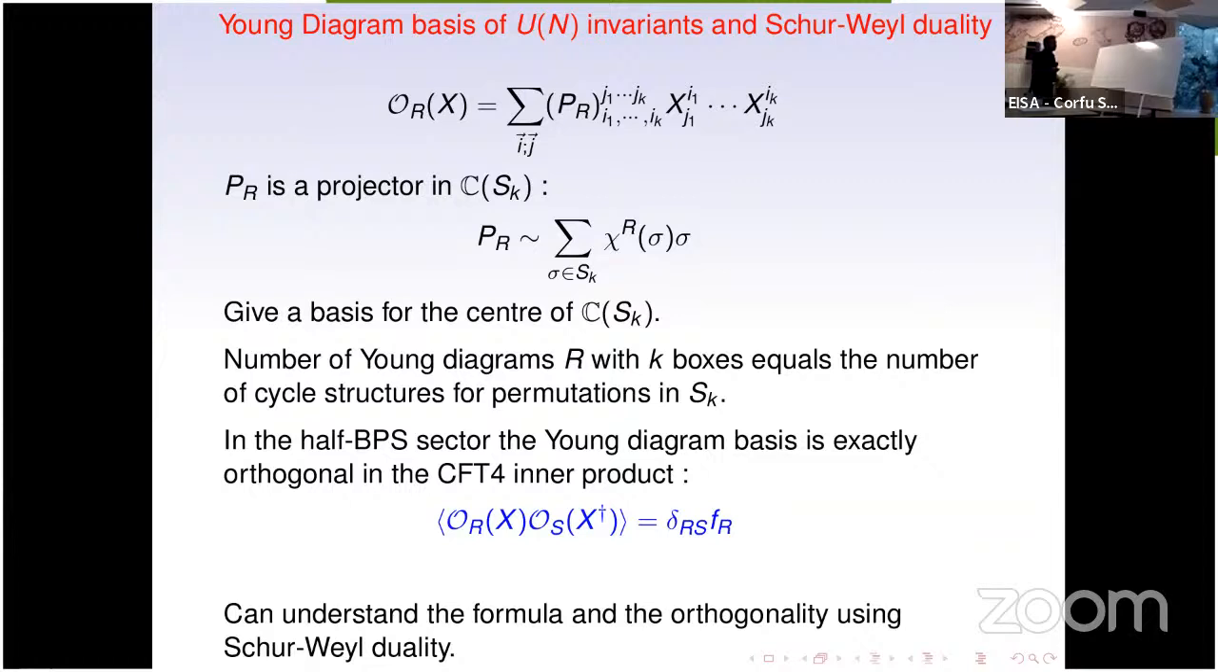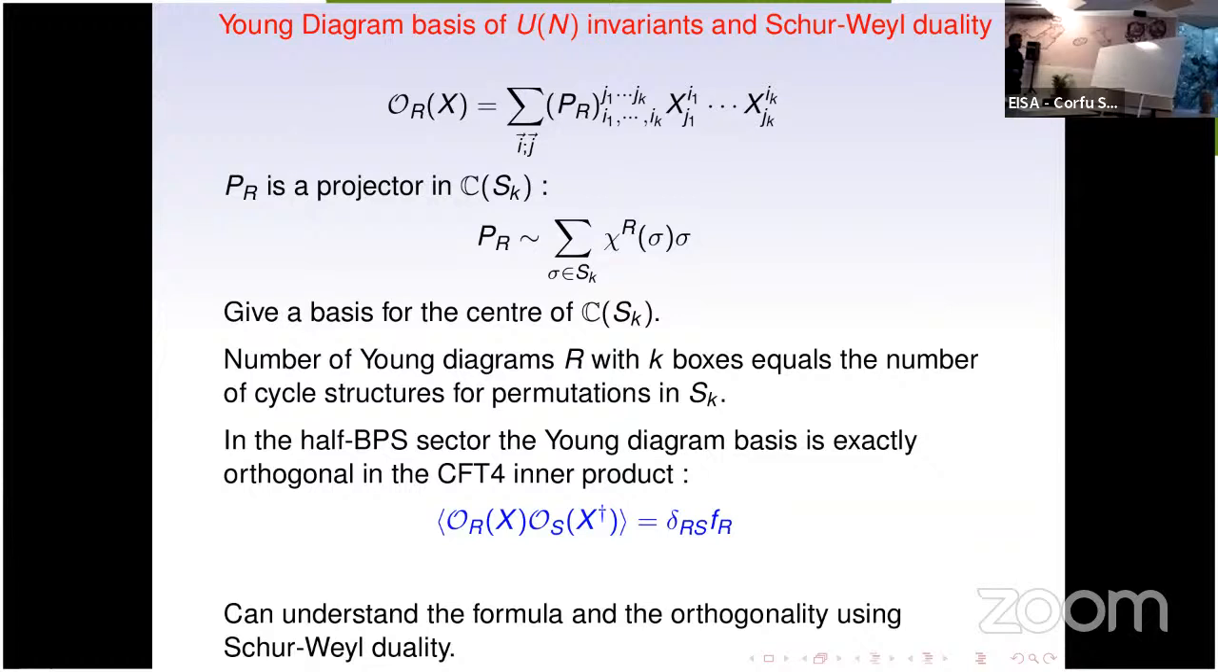And you can use that to show that the two-point function that comes from free field theory is actually diagonal in this Young diagram basis. And it follows from properties of projectors. So basically, the combinatorics of Wick contractions is very algebraic. It's just related to these things I just told you about.